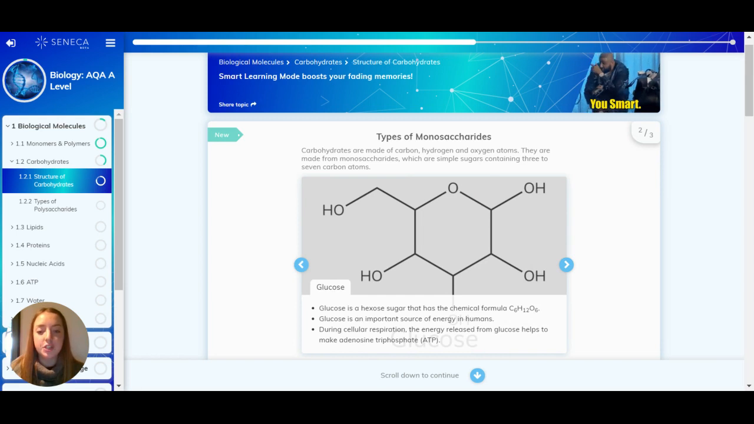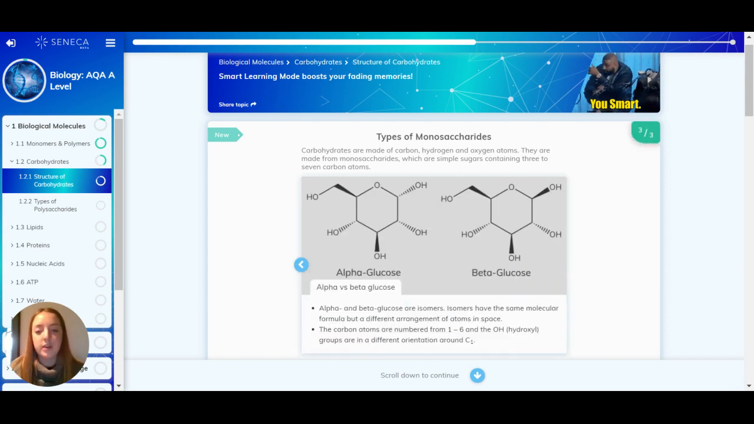Glucose is a hexose sugar that has the chemical formula C6H12O6, and it's known as a hexose sugar because it has 6 carbon atoms. Glucose is an important source of energy in humans, and during cellular respiration, energy is released from glucose to produce ATP.